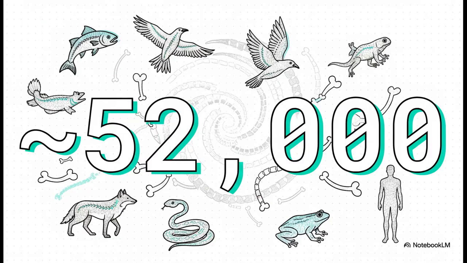So, how well did that design work out? Well, just look at the numbers. We know of about 52,000 different species of vertebrates. 52,000! That is a staggering amount of variety, and it's all based on that one core idea of having a backbone. It just goes to show you what a successful blueprint that really was.